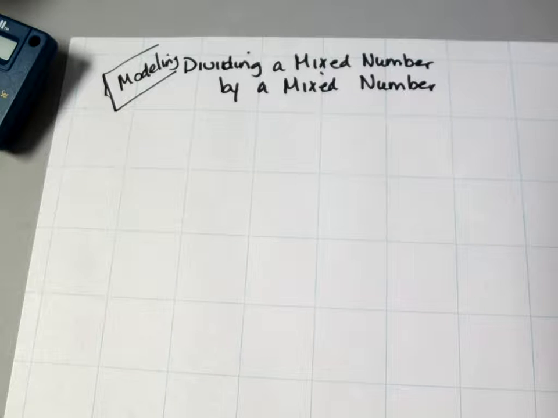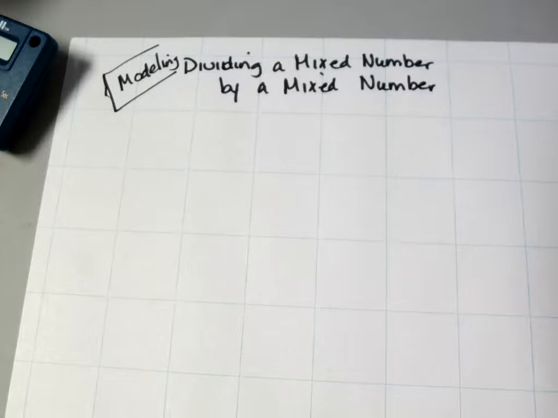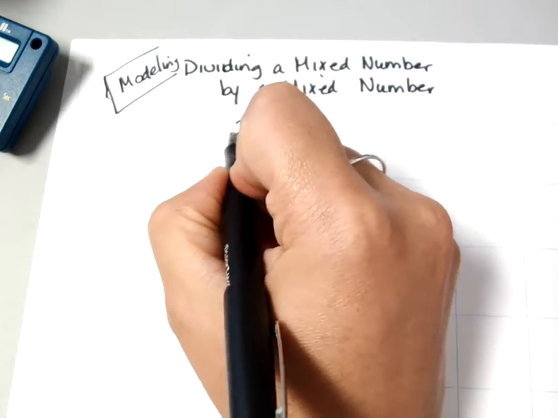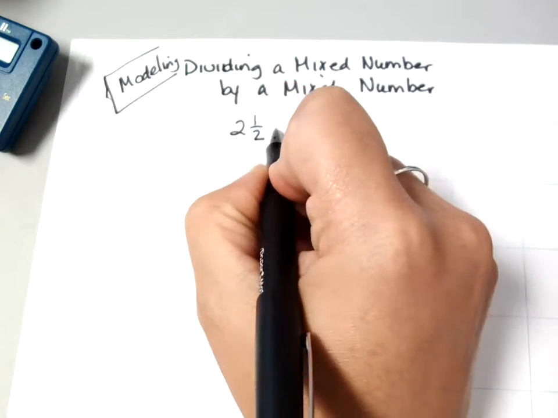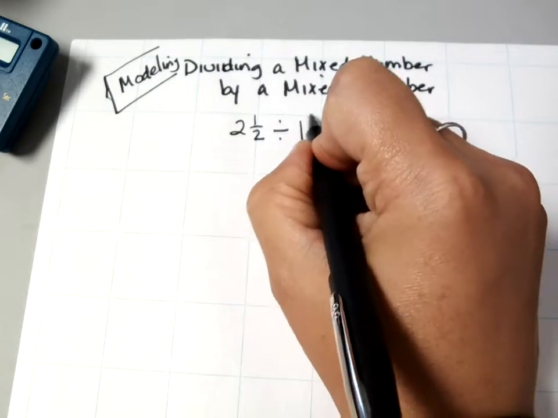So this video is going to show how to divide a mixed number by a mixed number using modeling. It is the exact same way as dividing a mixed number by a proper fraction, but there's just one more step. So let's say I have 2 1/2 divided by 1 3/4.